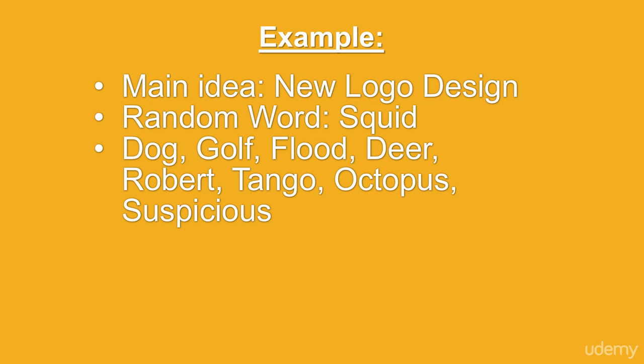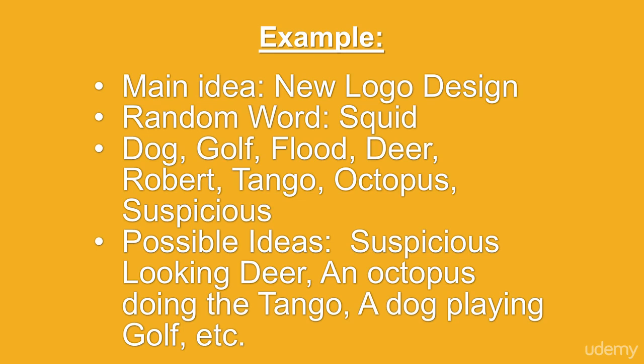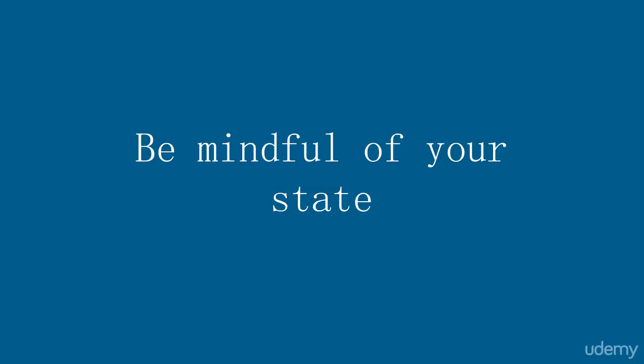So some possible ideas that emerge there are the idea of a suspicious looking deer, an octopus doing the tango, or a dog playing golf, etc. The key here is the same two ideas that we've covered in some of the other methods. Just as before, be mindful of your state. If you're in a beta brainwave state, you're not going to make the same quality of new connections as if you were in an alpha state.